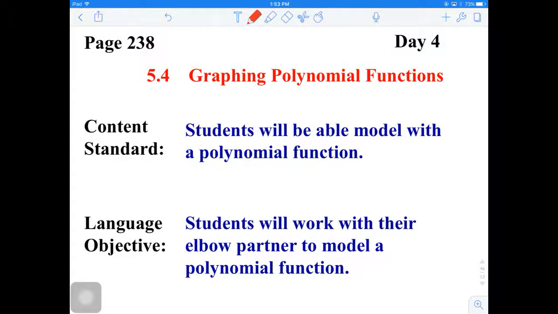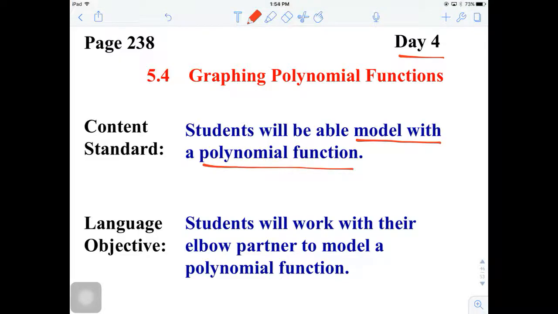Hello everyone. Today we're going to finish 5.4, and this will be the last lesson on 5.4, which, if this is the last lesson, usually deals with real world situations. So today we're going to be dealing with modeling of a polynomial function in a real world situation, so you can see how this is used in our daily lives.